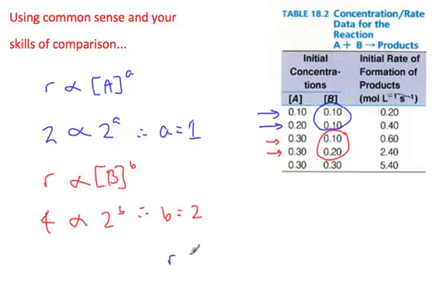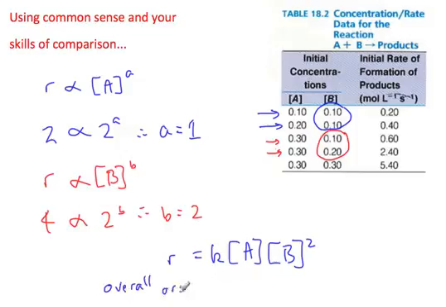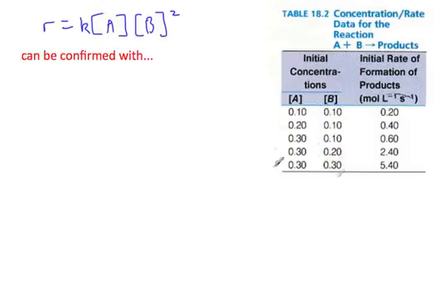And so we can write a rate law for that now. R equals k times the concentration of A to the 1, first order in A, times the concentration of B squared. So there is the rate law. The overall order is third, 1 plus 2 equals 3. Okay? So that's how you use data to determine initial rates.